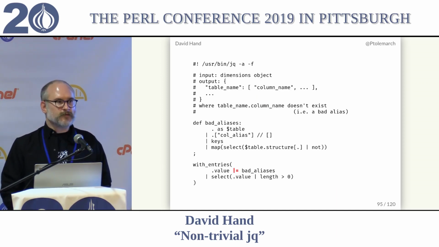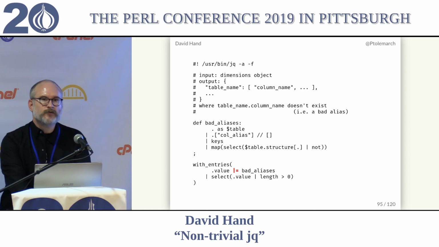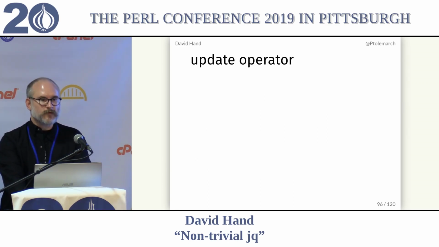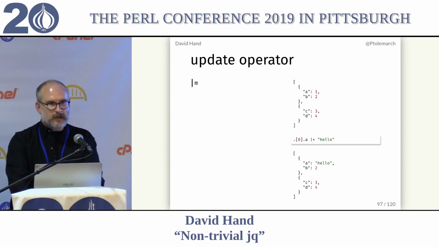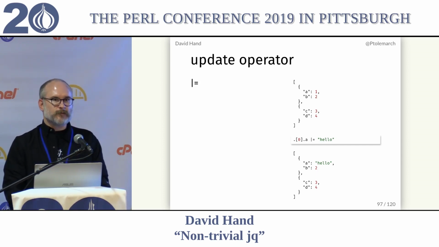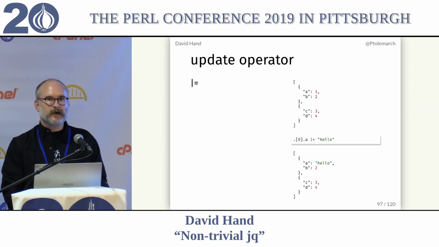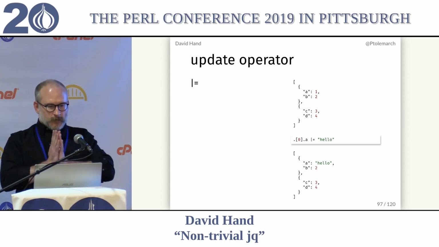Okay, so the next thing we'll talk about: we've talked about the pipe, there's a pipe equals. So pipe equals is interesting. Pipe equals is an update, right? So it accepts the input and then it evaluates the thing on the right and sends back the entire object with that change. So this is kind of strange.